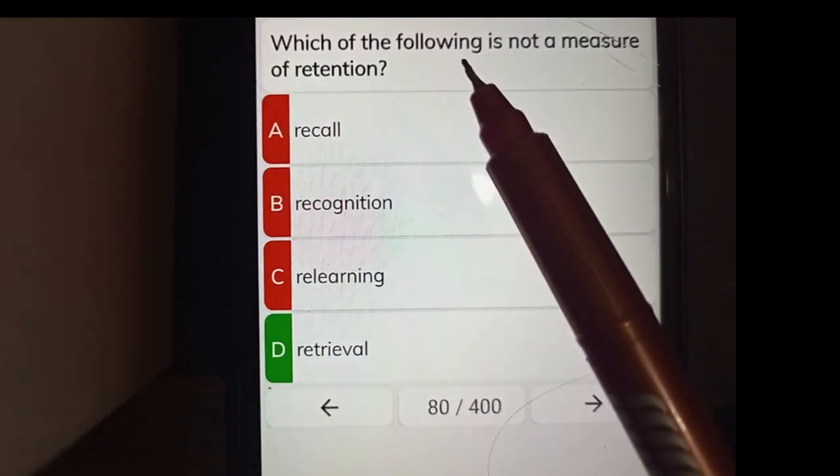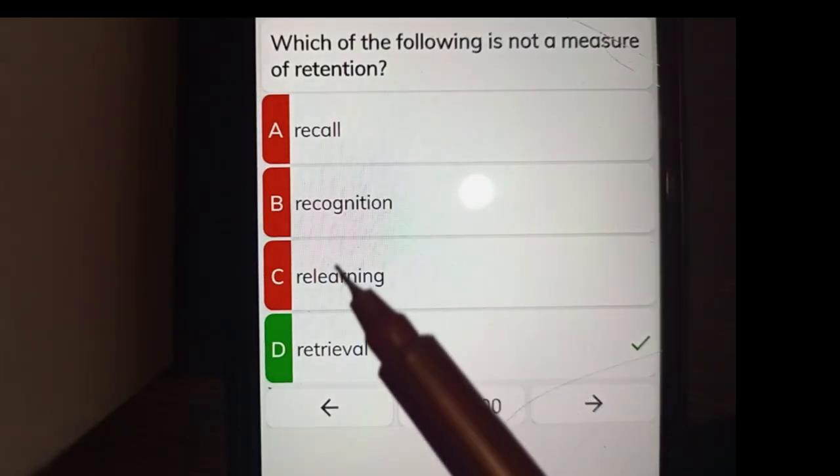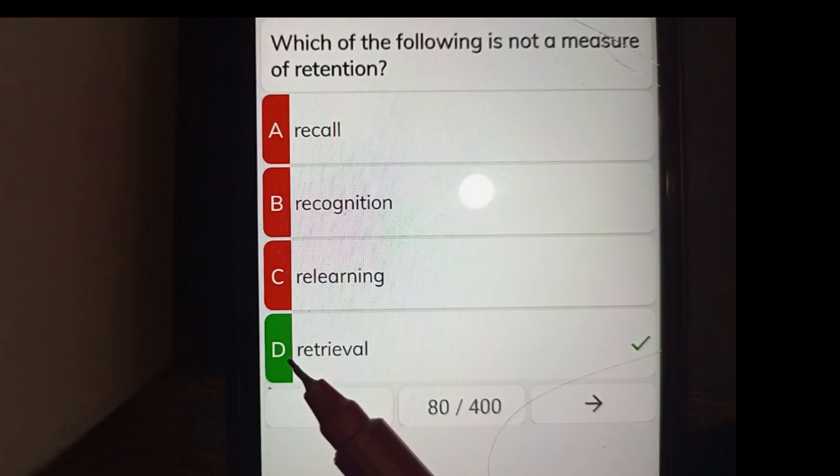Which of the following is not a measure of retention? The D answer is correct answer, retrieval. Retrieval.